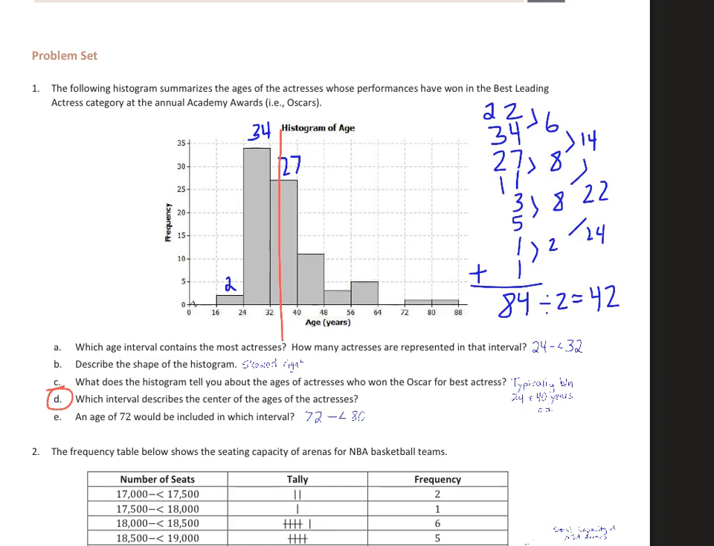and 1, and there was 84 total actresses, and then I divided that by 2 to find the actual median of number of actresses, and it was 42, which would fall right here on this line. So I just wanted to make sure that that was the center, and it was. An age of 72 would be included with the 72 to less than 80 interval.